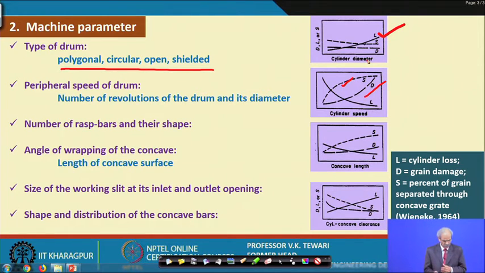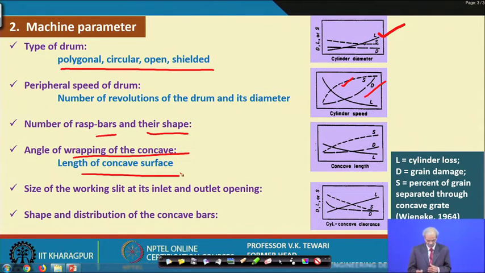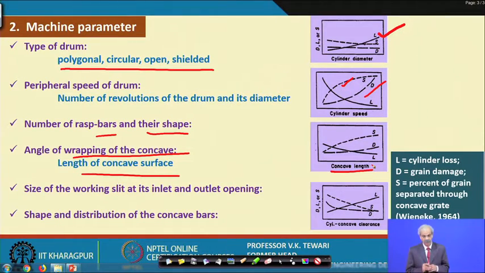Now, depending upon the number of rasp bars and their shape, angle of wrap of the concave, length of concave, various aspects are considered. For example, the concave length. Now, the length of the concave generally we keep the same as the length of the drum. So, the length of concave has also an effect on the performance of the cylinder loss, the grain damage as well as percent of this, as it is shown in this graph.